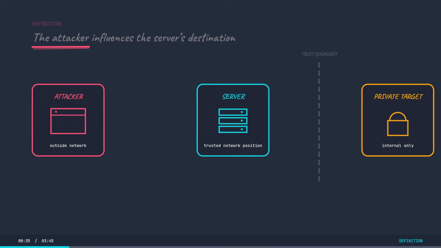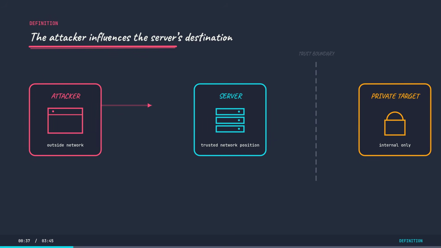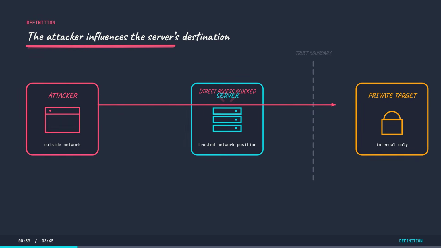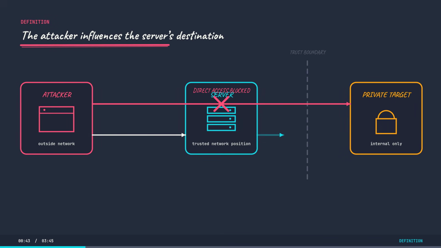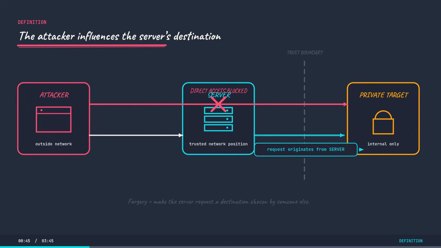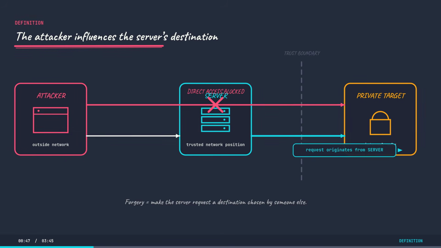What SSRF means: server-side request forgery happens when an attacker can influence where the server sends an outbound request. The key distinction is simple: the attacker is not directly reaching the protected target, they are persuading a trusted server to reach it for them.